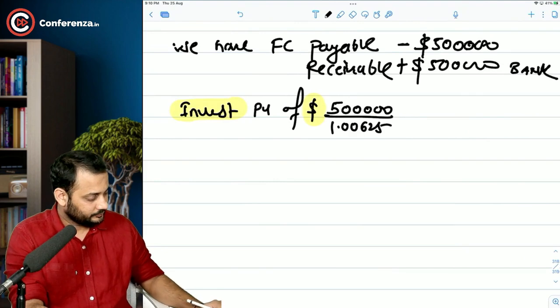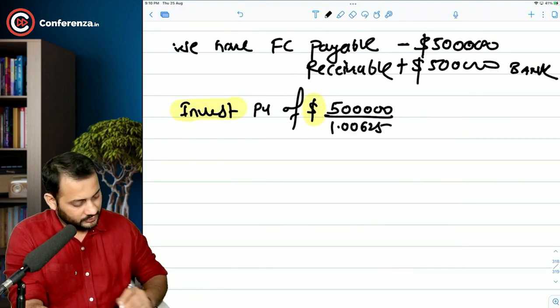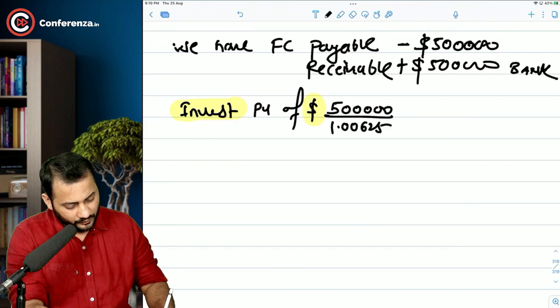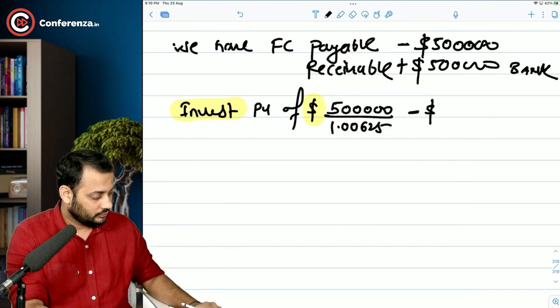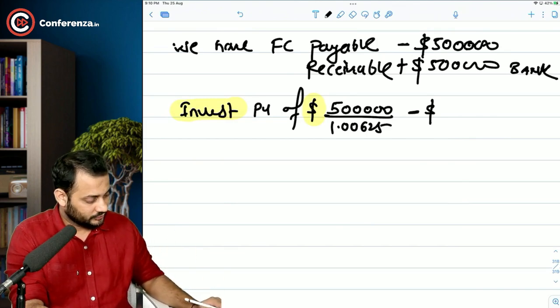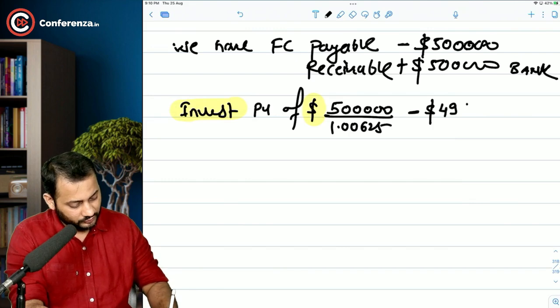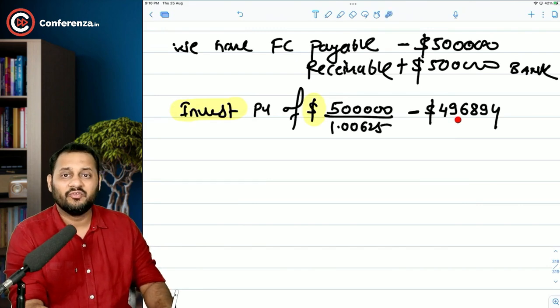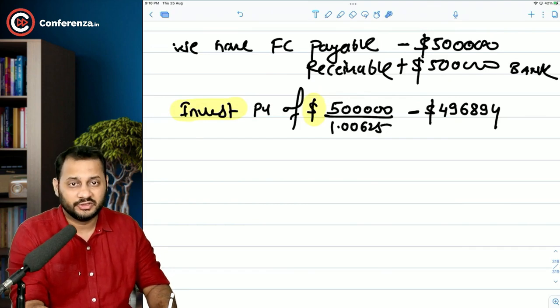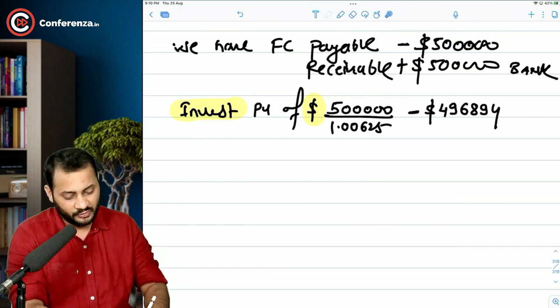1.00625, I think. 1.00625. So how much amount should I invest? Invest means there will be an outflow. 5 lakh divided by 1.00625. That's 496,894. This much of the dollar you have to invest today so that it becomes 5 lakh dollar, which becomes receivable from the bank, and we will ask the bank to make the payment to the vendor.